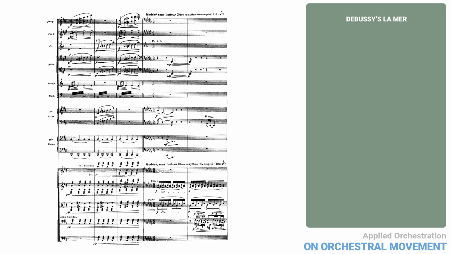Here's another example from La Mer. It starts in the middle of the first page with the D-flat major key signature.